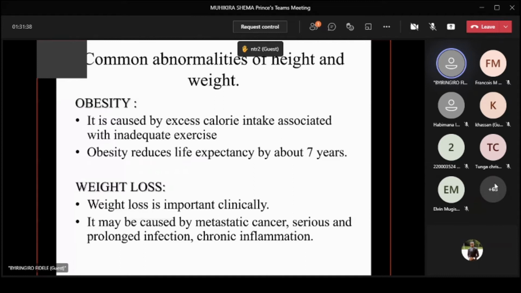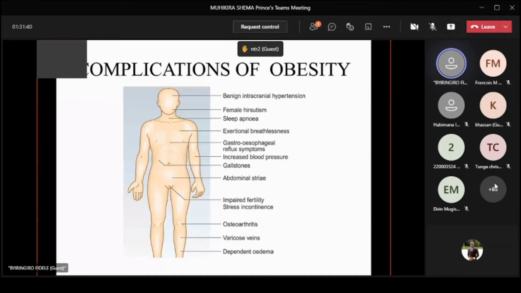So complications of obesity are multiple. They can start from the head, the chest, to the abdomen, up to the legs. So it is very important to know all these complications of obesity. There is a lot of physiology and pathogenesis behind these diseases.